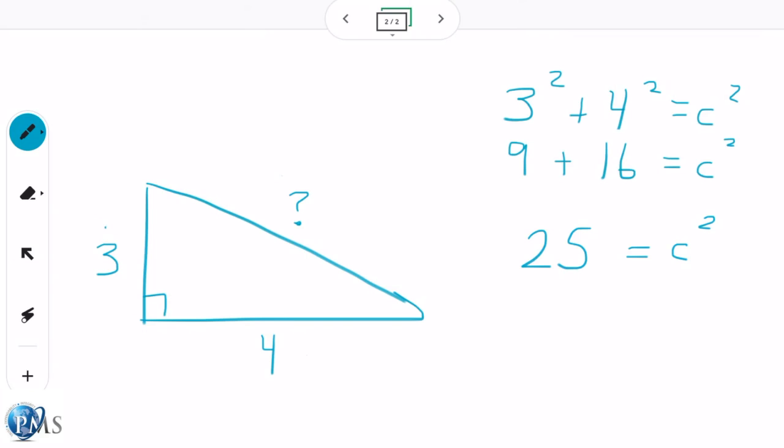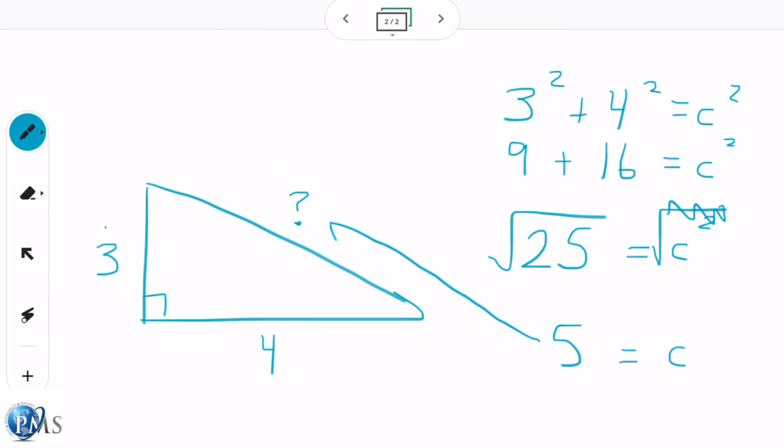Or another way that you could do it is you could take the square root of both sides. Okay, because if we square root both sides, that's going to cancel out the square over here. And we're going to end up just getting c, which is what we were looking for. And the square root of 25, if you use your calculator again, that's fine. You get 5. Okay, so we figured out that the missing side that we were looking for from the beginning is equal to 5.